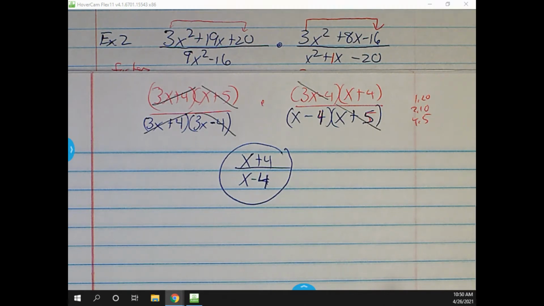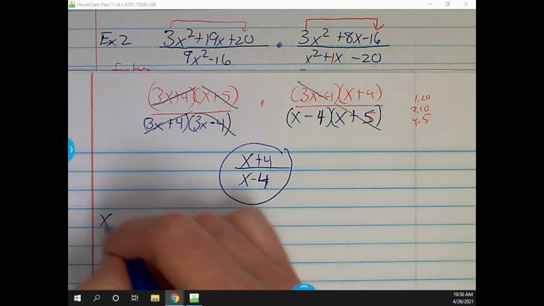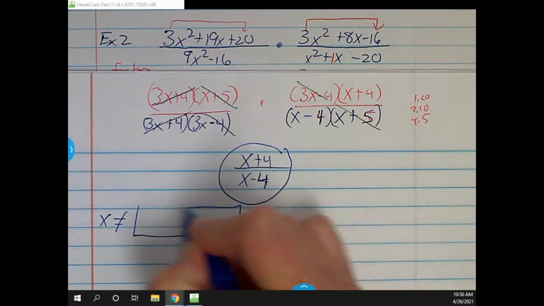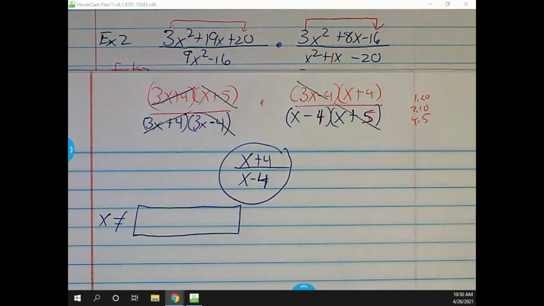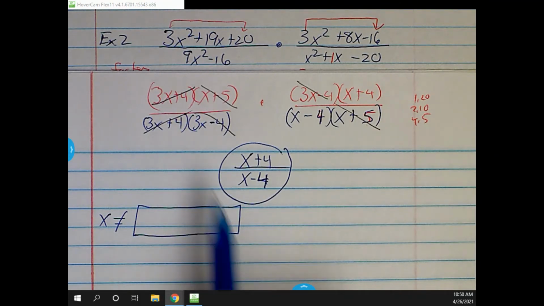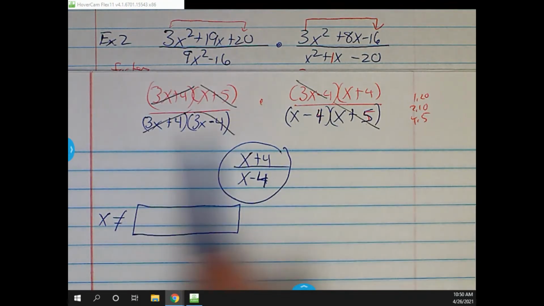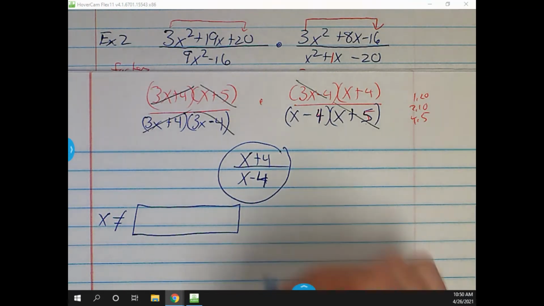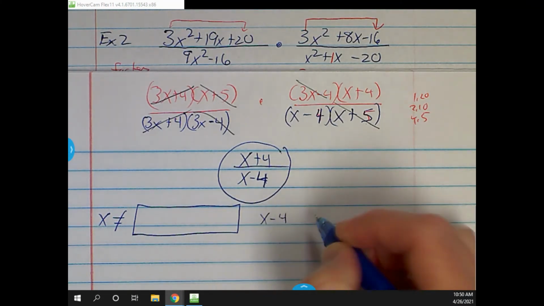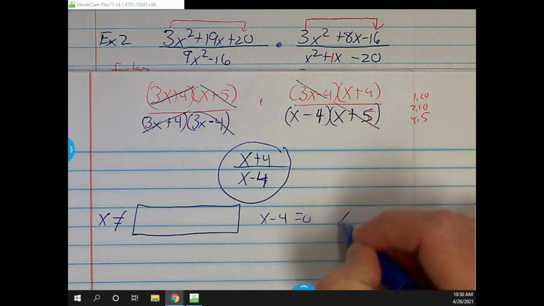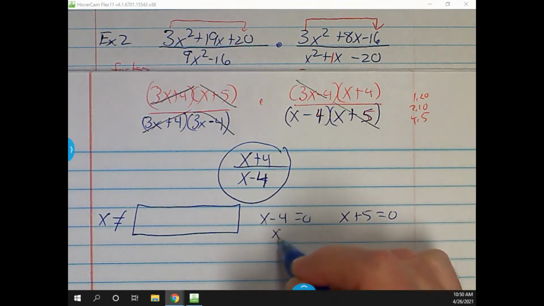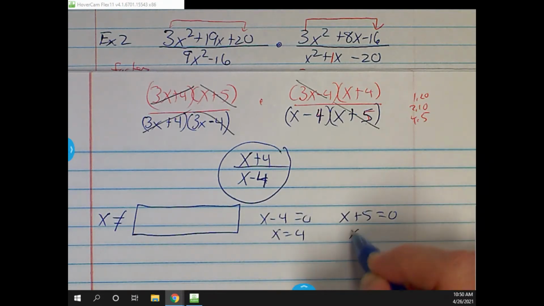All right, and then for excluded values, that's where they give you the x not equal to, and then they just give you a box, and you've got to go back and fill in the numbers. We've got to take every single original denominator we had that we factored before we did the canceling, and we've got to set all those equal to 0. So the x minus 4 equal to 0 and the x plus 5 equal to 0, those two are not bad at all. Because this one we just add 4, this one we just subtract 5.